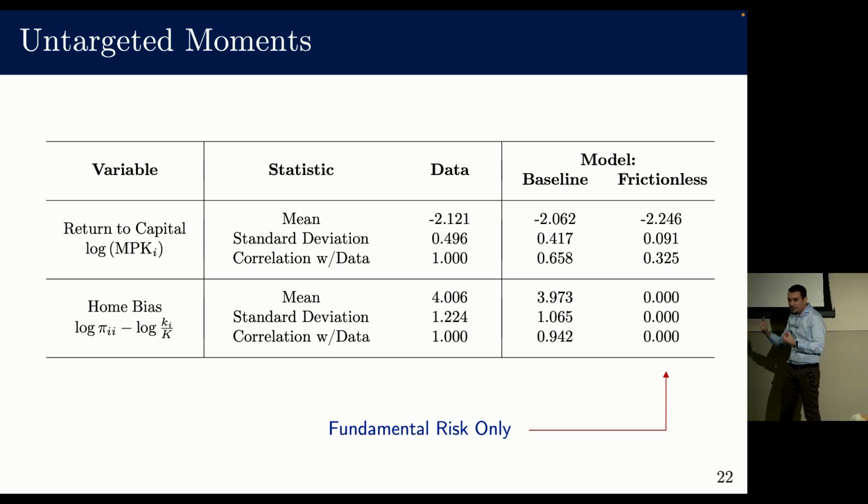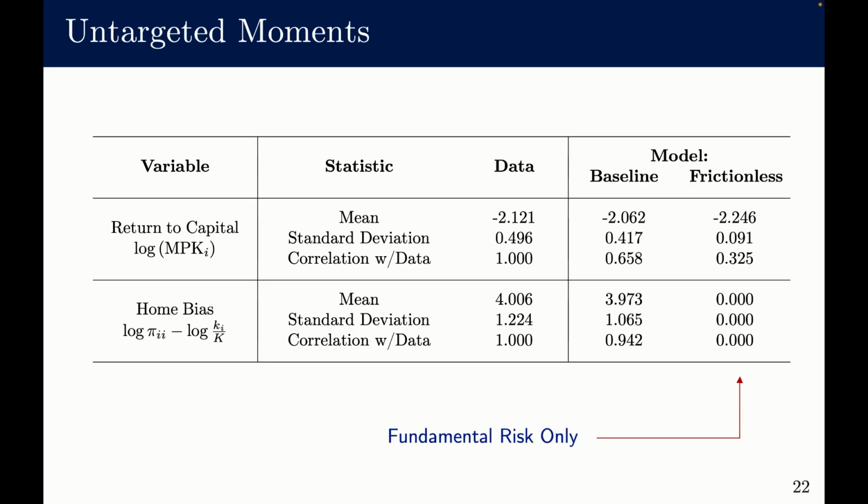But when we put the frictions in the model, the fit of both of these moments improves very significantly. We match almost perfectly the standard deviation of MPK, and the correlation jumps up to 0.66. So now we actually explain most of the correlation. With home bias, we have a perfect match not only of the mean and the standard deviation, but of the home bias in each destination country.